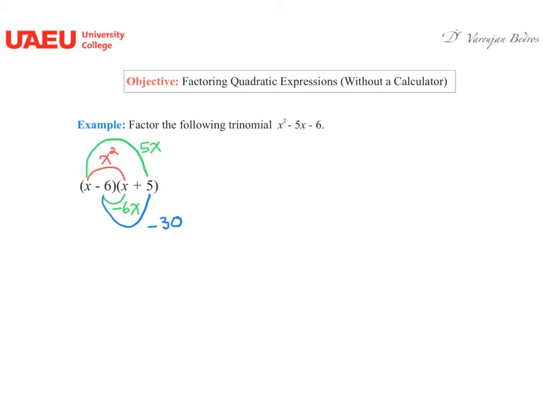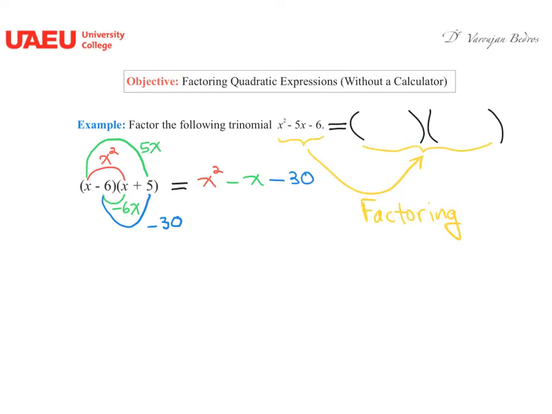Notice that in our result we have two identical terms, 5x and negative 6x, which can be added together and we get negative x. So the product of these two binomials is x squared minus x minus 30, which is a second-degree trinomial. And that means that the factors we are looking for this trinomial are two binomials, as in our example here, because factoring is the inverse operation of multiplication of these two binomials.